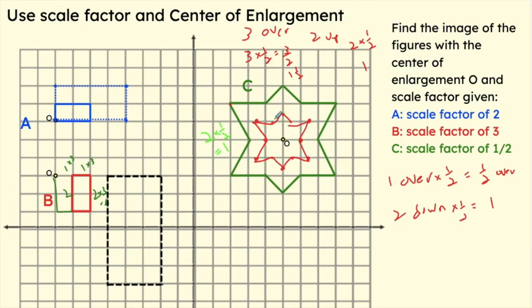Okay, now we've created this strange star, and if we made perfectly straight lines, it is exactly shrunken by the scale factor of 1/2. It is 1/2 smaller. Okay. All right.